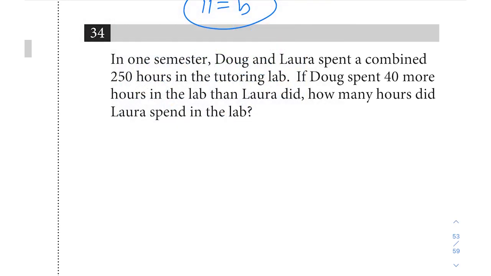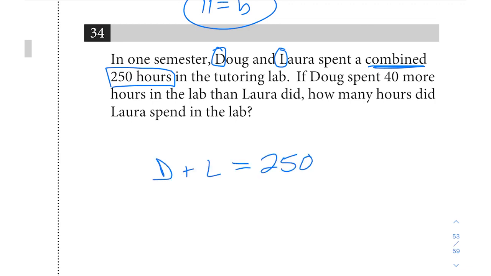Now, for question 34. In one semester, Doug and Laura spent a combined 250 hours in the tutoring lab. If Doug spent 40 more hours in the lab than Laura did, how many hours did Laura spend in the lab? So, here we have two variables, Doug and Laura, or D and L, and together, right, combined, it's going to give us a total of 250 hours. So that would be like saying D plus L equals 250.